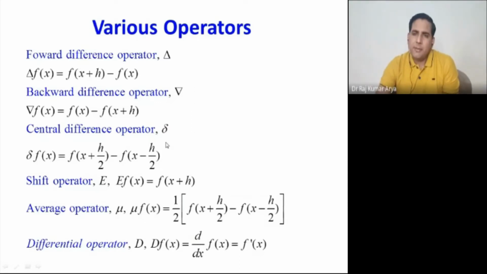Then the average operator is given by mu, the average of function f(x). So you are calculating the average of the function value based on your central difference one, and then you are dividing by 2 here. So you are calculating f(x plus h by 2) minus f(x minus h by 2), and half of that is called the average operator.